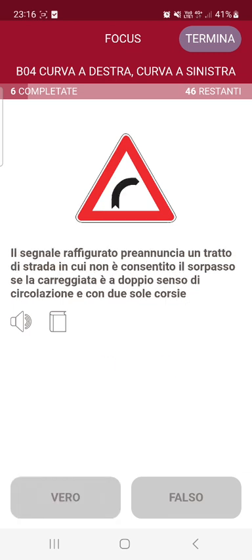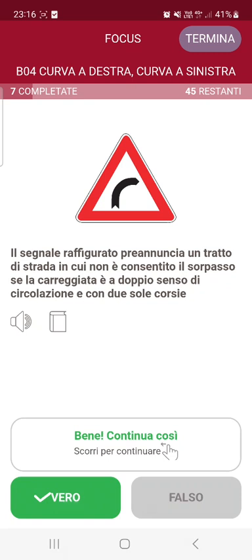Il segnale raffigurato preannuncia un tratto di strada in cui non è consentito il sorpasso se la carreggiata è a doppio senso di circolazione e con due sole corsie. Verissimo. What does it say? It said in the presence of this sign, it announces that you are in a part of road where it is not consented. It does not allow overtaking when the carriageway is double way traffic with only two driving lanes. Okay, yes, it's true. Verissimo.